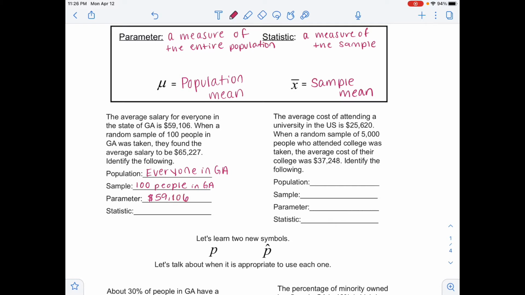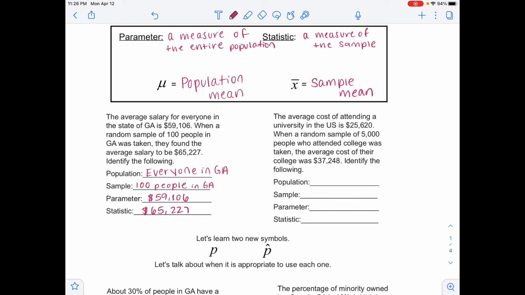The statistic is for just the sample. So when we only looked at the sample of 100 people, we found their average salary was $65,227.